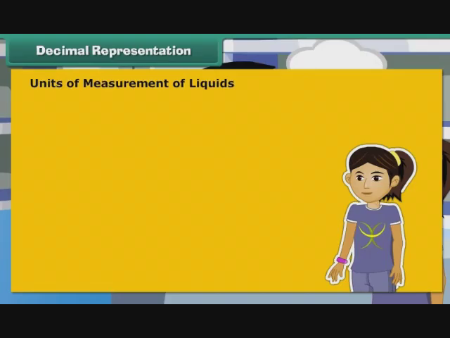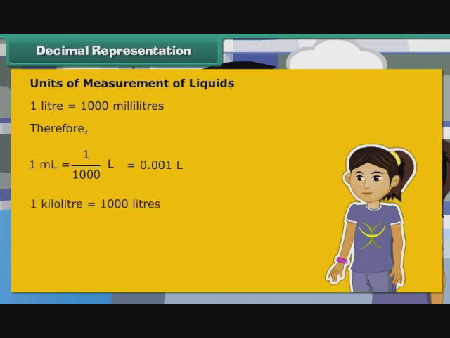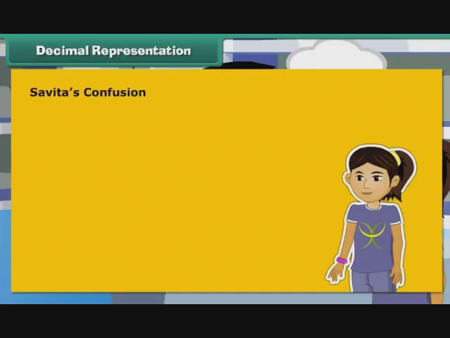Take a look. 1 liter is equal to 1000 milliliters. Therefore, 1 ml is equal to 1 by 1000 liter. That is equal to 0.001 liter. 1 kiloliter is equal to 1000 liters. Therefore, 1 liter is equal to 1 by 1000 kiloliter. That is equal to 0.001 kiloliter.